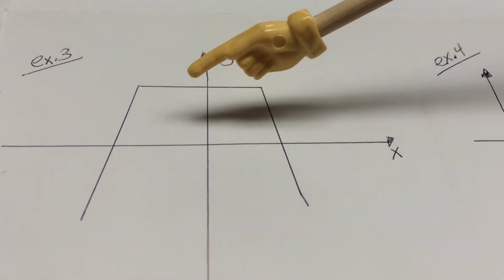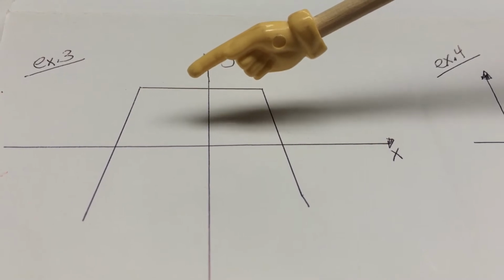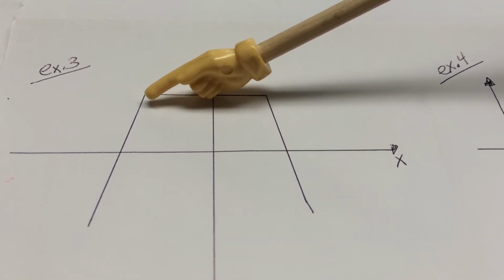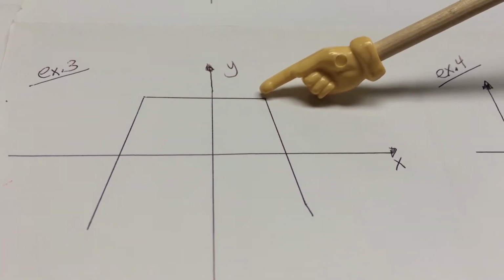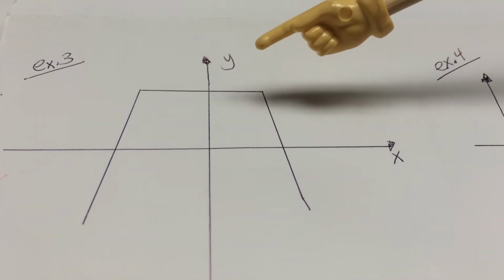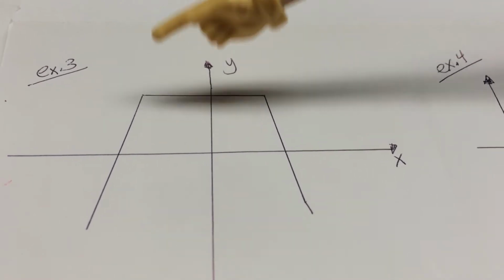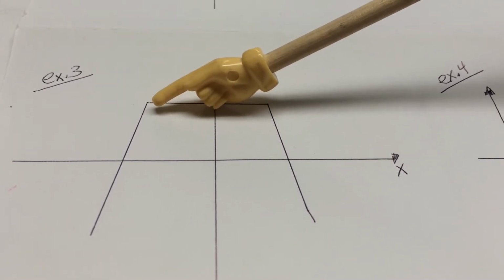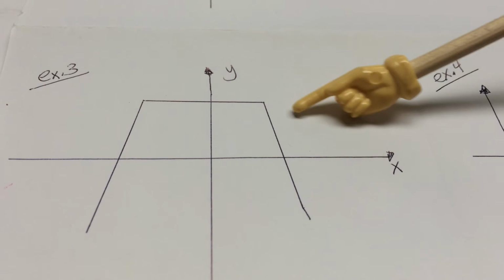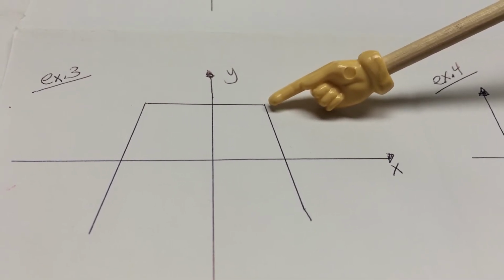So if you remember, there are 4 places that are not differentiable. One of the places are corners, right? Cusps. Then we have a vertical tangent and any of the discontinuities. So those are not differentiable. So it's not differentiable at this place right there because that's a corner. And it's not differentiable at this place right there, which is also a corner.